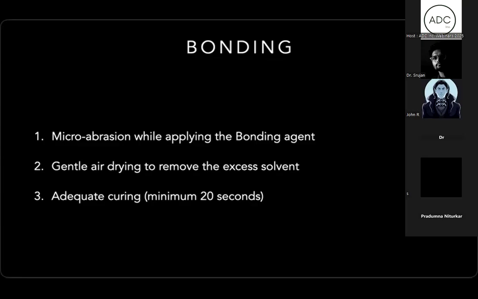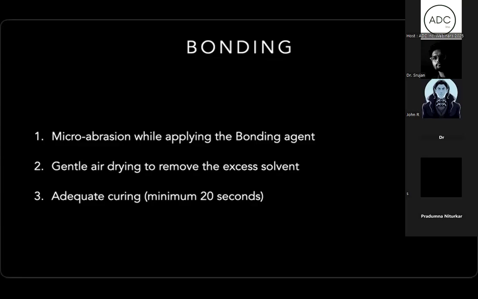Like I said, it's usually an alcohol based, acetone based solvent. So excess solvent is going to be evaporated if you gently air dry. Okay, and what happens if the excess solvent still stays? If you don't remove it, it is going to form a bulky layer, which is not very useful for us. And instead of helping us in bonding, it is going to interfere, something which we absolutely don't want.